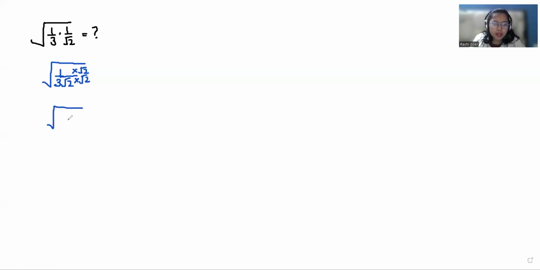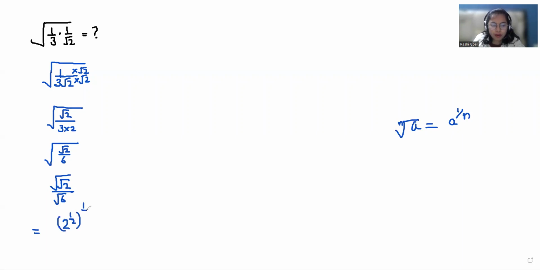So it becomes square root of 2 by 3 times 2, so square root of 2 by 6, or we can call it square root 2 by square root 6. So we can write this as, under root a, we can write it as a power 1 by n. So we can write it as 2 power 1 by 2 whole power 1 by 2 by 6 power 1 by 2. So it becomes 2 power 1 by 4 by 6 power 1 by 2.